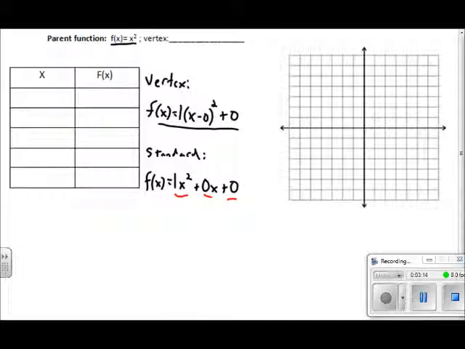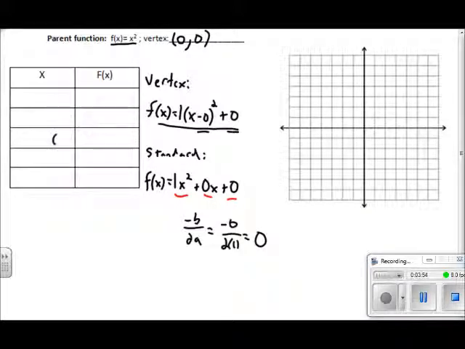Looking at it from vertex form, our vertex is (h, k). Remember this is minus h, so the h we're looking at is just 0, so it's (0, 0). If we wanted to find that in standard form, we'd have to do negative b over 2a, which would be negative 0 over 2 times 1, which gives us 0. That would just be the x coordinate, and then we'd have to solve for the y. So in vertex form, it's a lot easier to find where the vertex is.